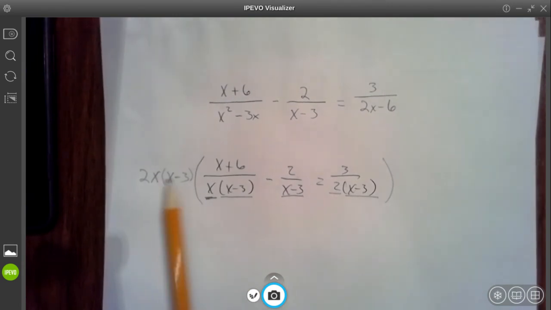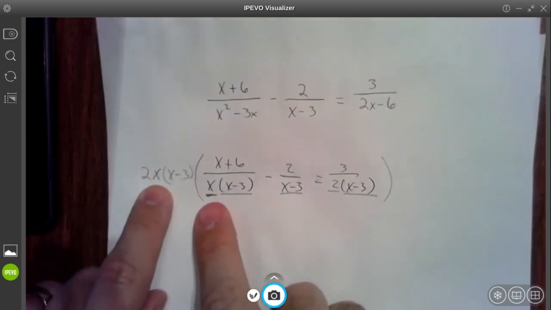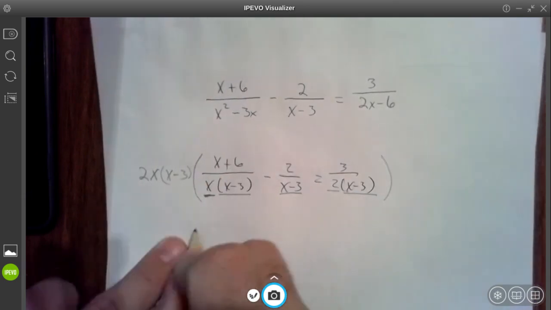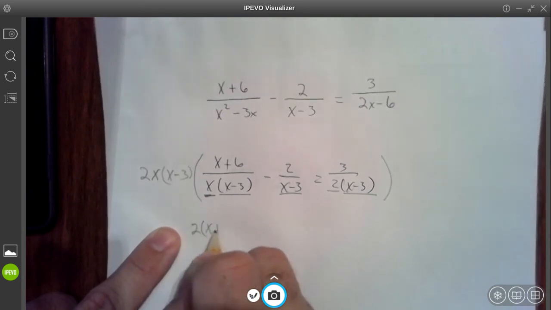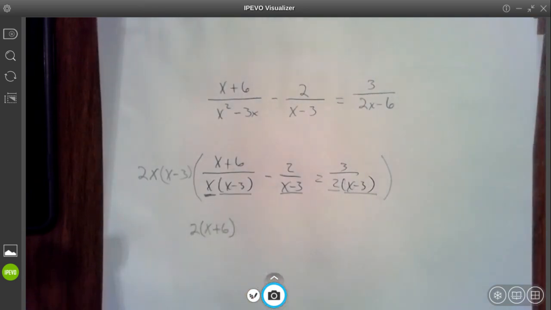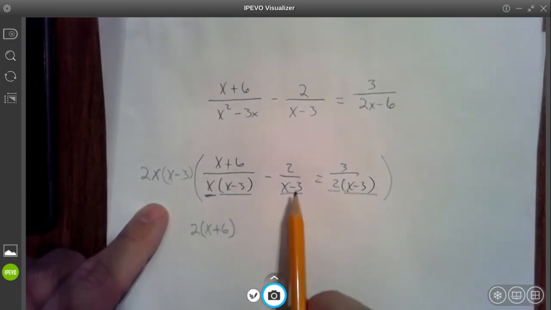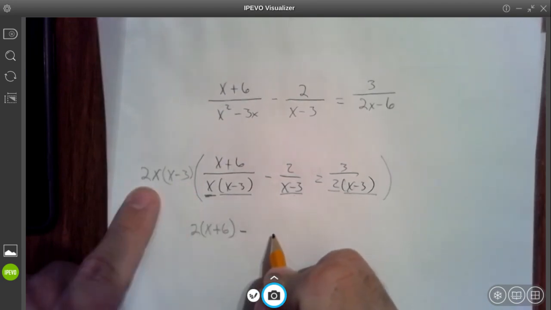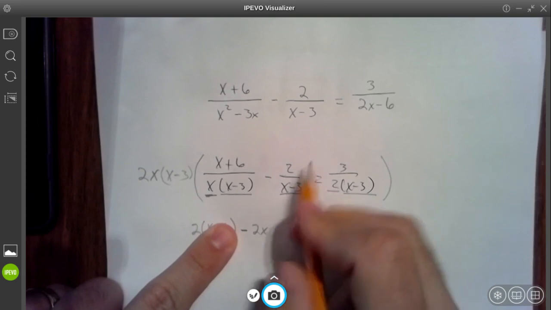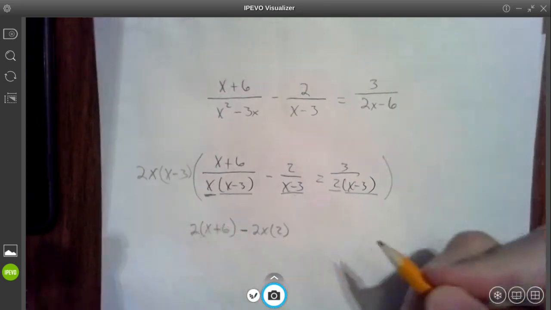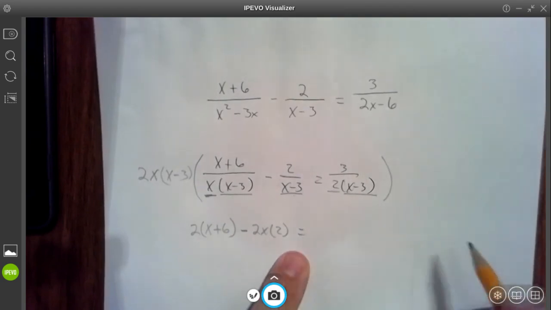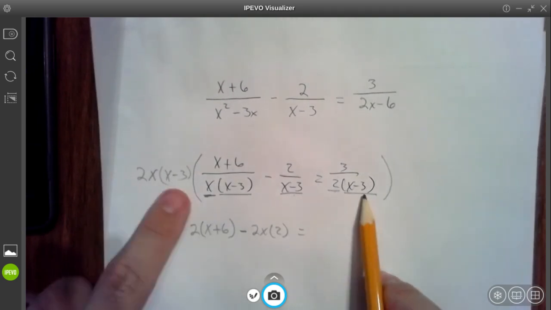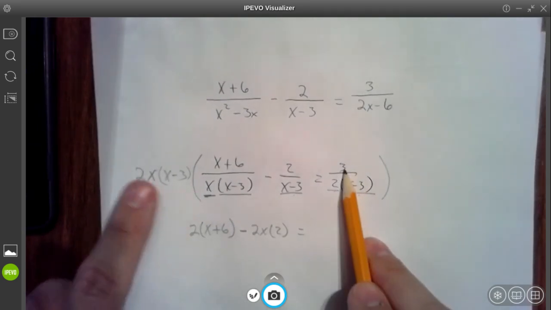When I do this times this term, the x and the x minus 3 cancel, so I'm just left with the 2 and the x plus 6. I'll write it in factored form. I won't distribute it this time. You can if you want to. For this term, the x minus 3's cancel, so I'm left with a 2x and this 2 up top. And for the last one, the 2's cancel and the x minus 3's cancel, so I'm left with a 3 and an x.